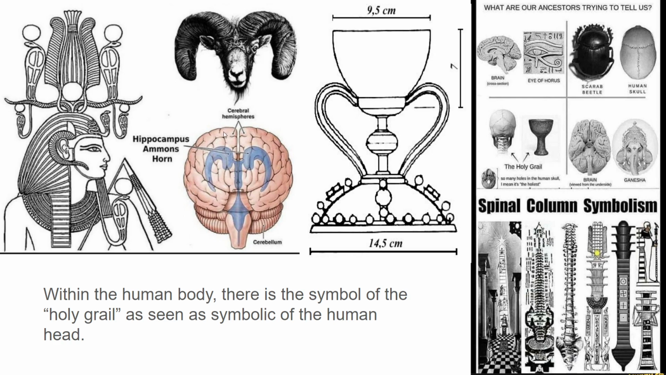To the left of this slide, sorry, is the brain and the fourth ventricle in comparison with the ram and its horns. Seen to the left is an Egyptian figure that represents this symbolism, or is trying to represent this symbolism. Very symbolic. All right, so let's go to the next slide.